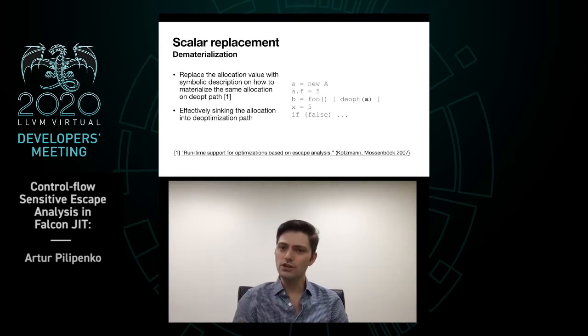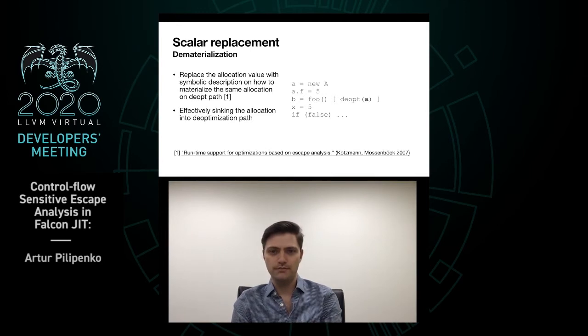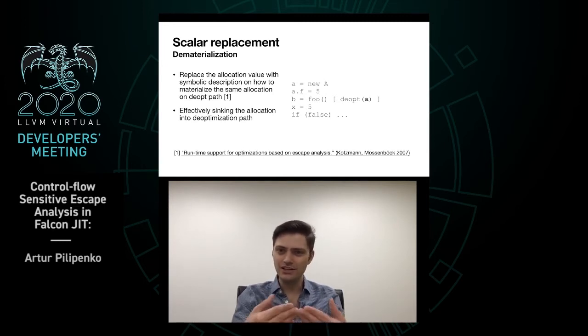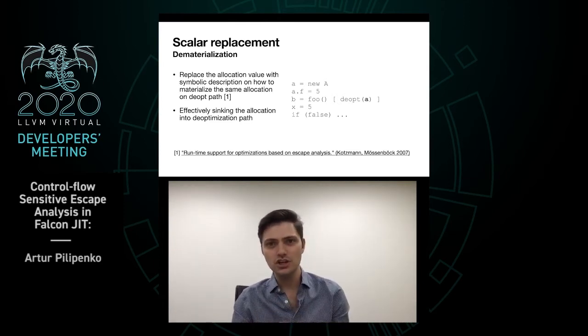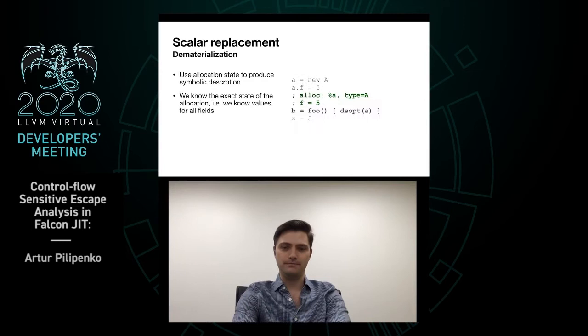So in order to get rid of these uses, we make use of the fact that the allocation is unescaped at this point. So its identity has not yet been revealed. So instead of passing the value we allocated in the compiled code, we can allocate a new object. So we would replace the allocation value with a symbolic description on how to materialize the allocation value if the deopt occurs. And effectively, we are sinking the allocation and initialization code into the deoptimization path.